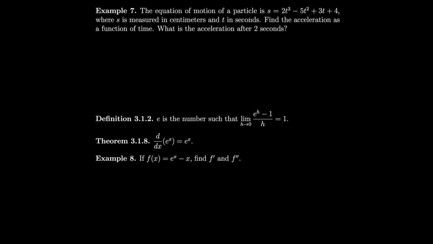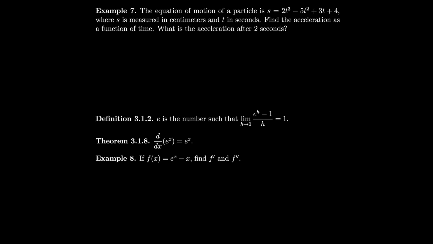The equation of motion of a particle is s equals 2t cubed minus 5t squared plus 3t plus 4, where s is measured in centimeters and t in seconds. Find the acceleration as a function of time. What is the acceleration after 2 seconds?